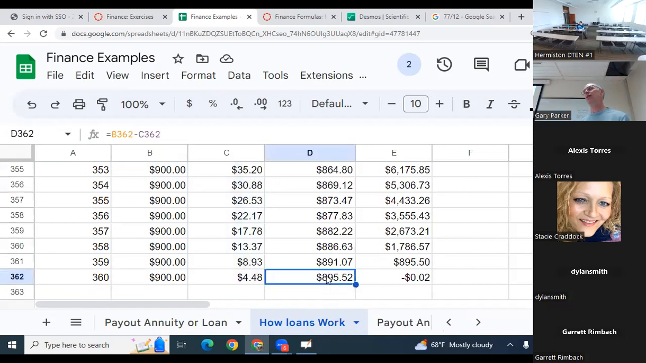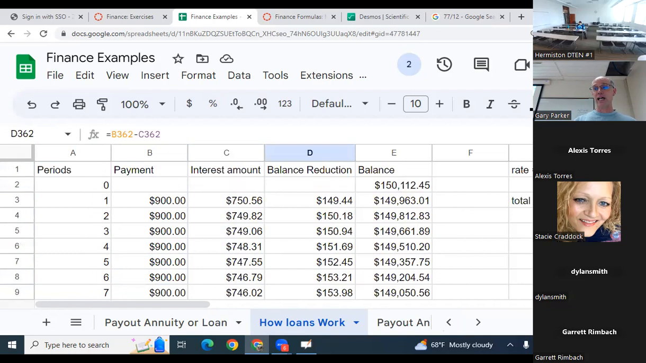That's the life of a loan. It's a sad but true reality for the way we decided to do finances in this world today. Loans. We're going to quickly scroll down just a little more.